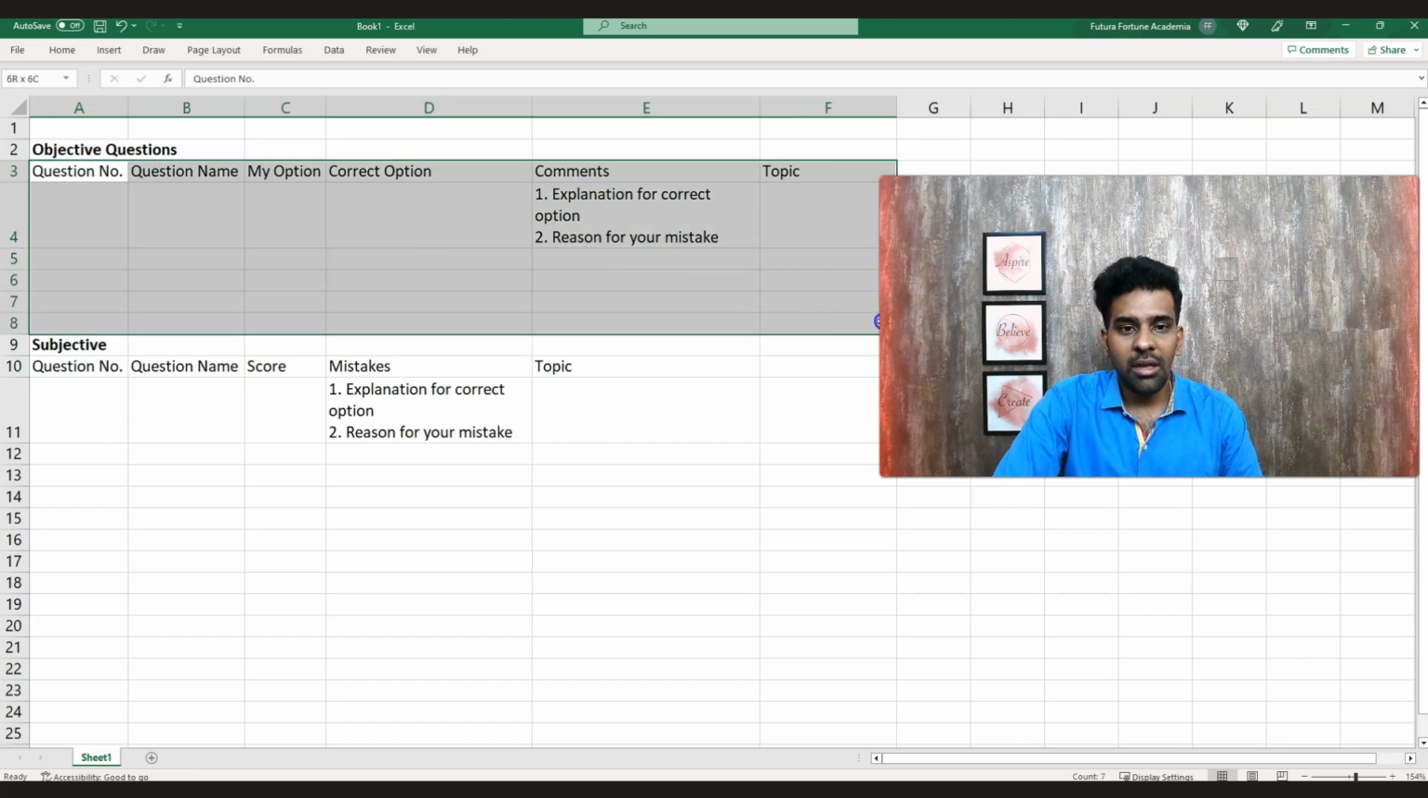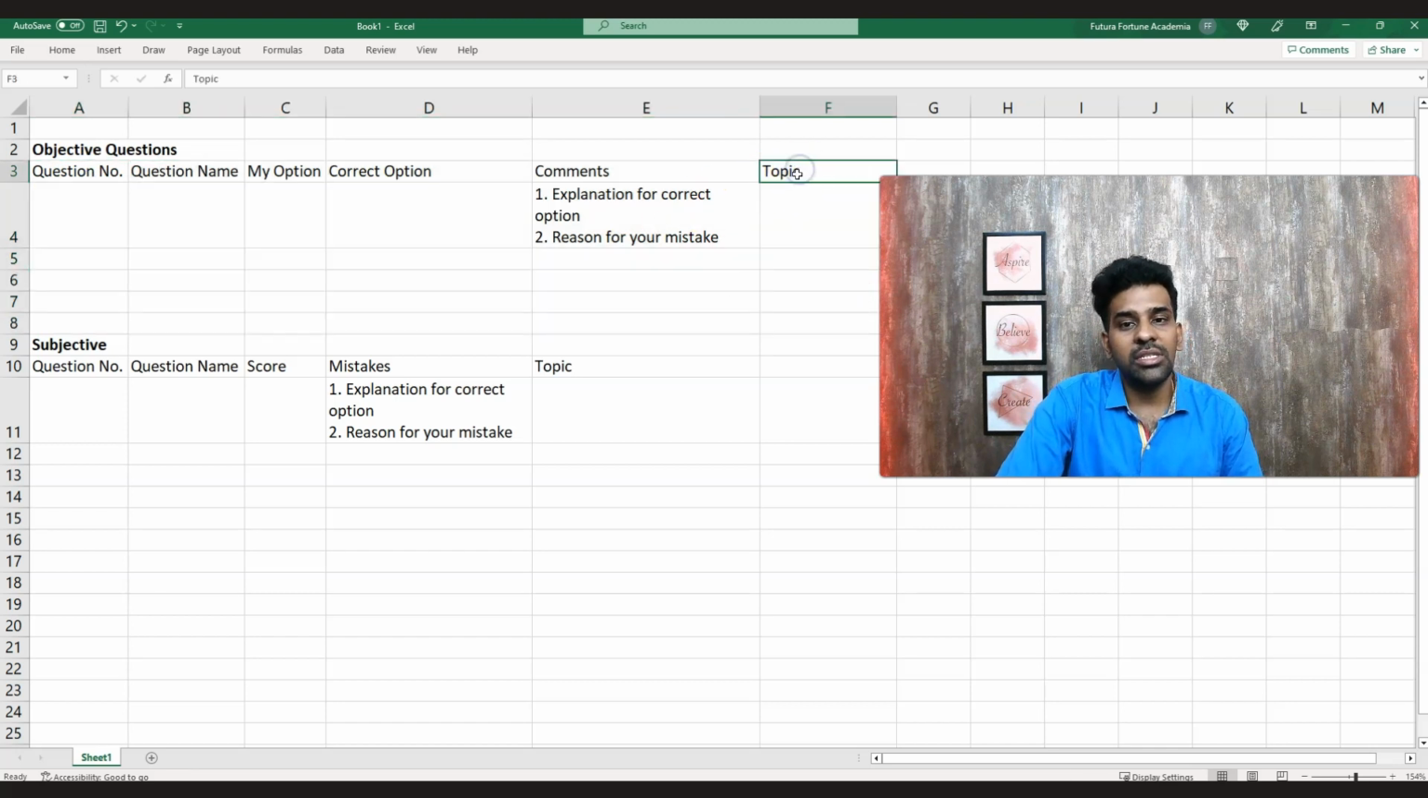By doing this, if you have done more than 20 to 30 questions, all you need to do is filter by the topic and filter by the ones you have made mistakes on, and you will get to know which topic you are lacking and which topic you need to study further. The remaining ones, just keep revising, and you will have a strong hold on those topics as well.